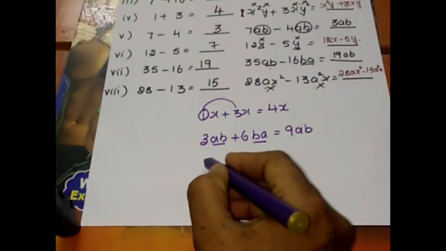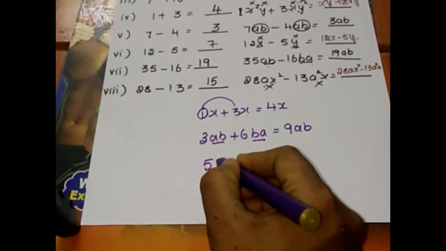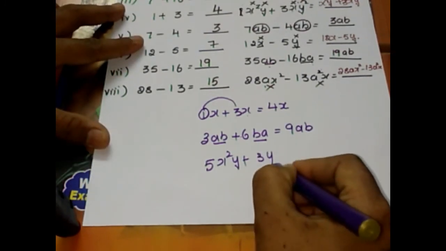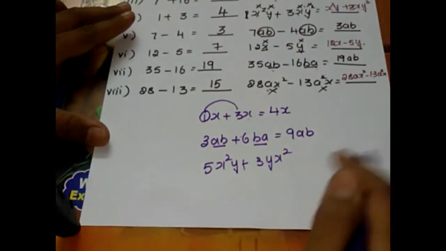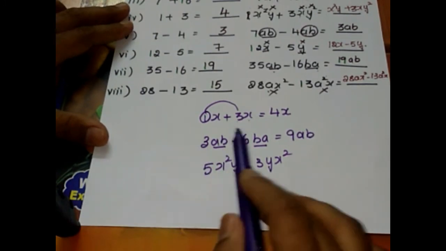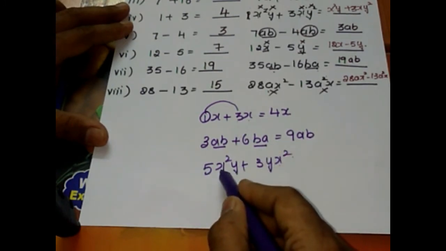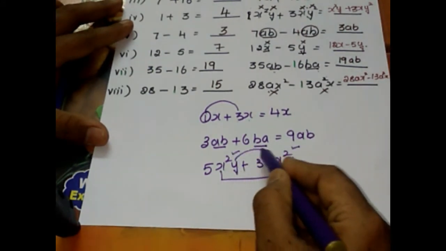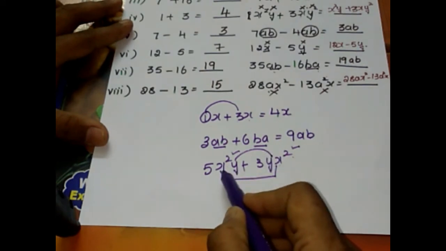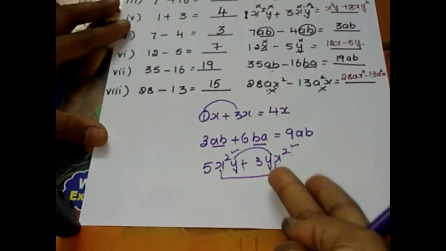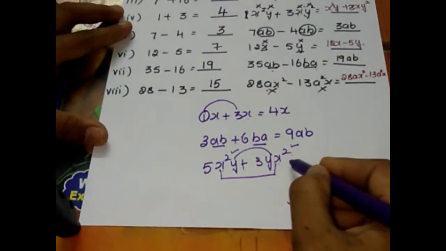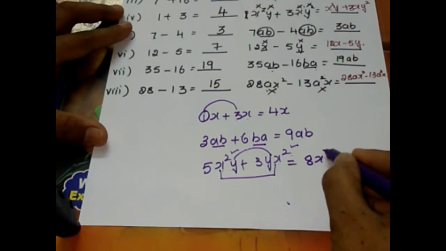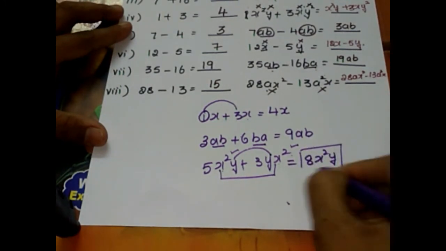In the similar way, if the question is 5x square y plus 3yx square. See, x square y is same as yx square. Observe: x and x are same, powers 2 and 2 are same, y and y are same. Even though the order is changed, x square y written as yx square, they are like terms. I can write it as 5 plus 3, 8x square y is my solution.